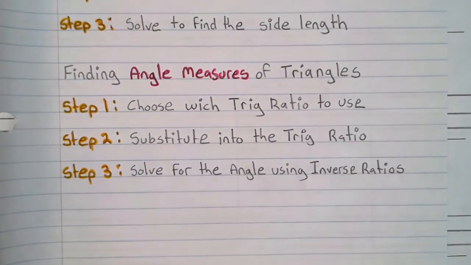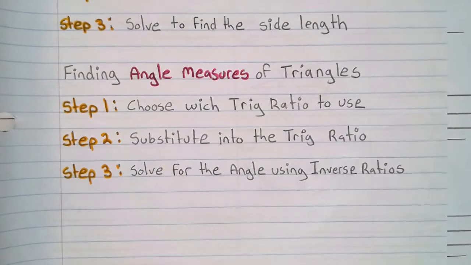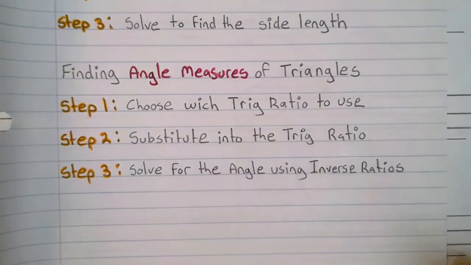All right, finding angle measures of triangles. Step 1, choose which trig ratio to use. Step 2, substitute into the trig ratio. Step 3, solve for the angle using the inverse ratios. All right, if you would, update your notes. All right, now your notes are updated. Let's take a look at the examples.